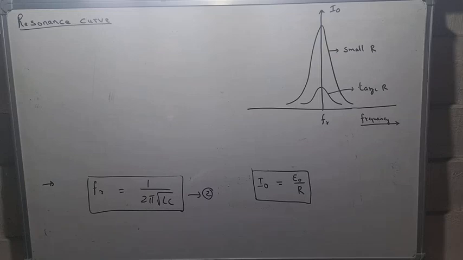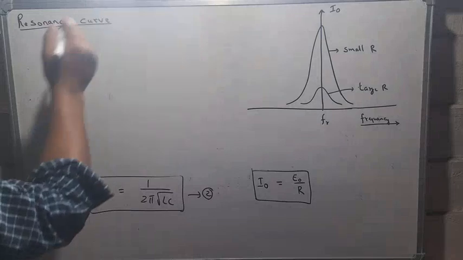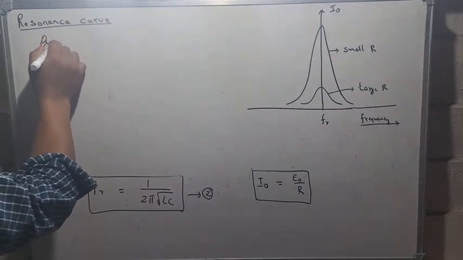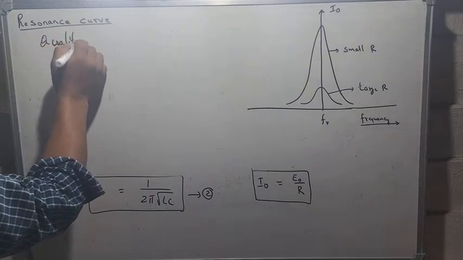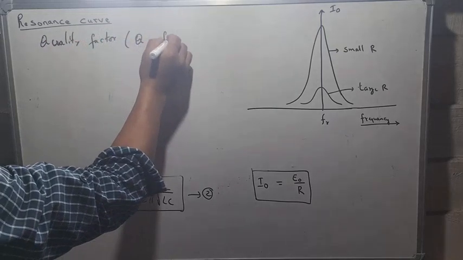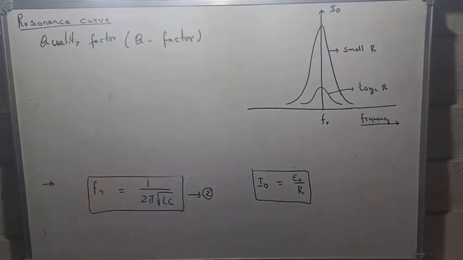Now this resonant curve, I mean the sharpness of the curve, is determined by a quantity known as the quality factor, or in short, Q factor. So what does this Q factor mean? The Q factor is defined as the ratio of the resonant frequency to the bandwidth. For that I need to draw another diagram.